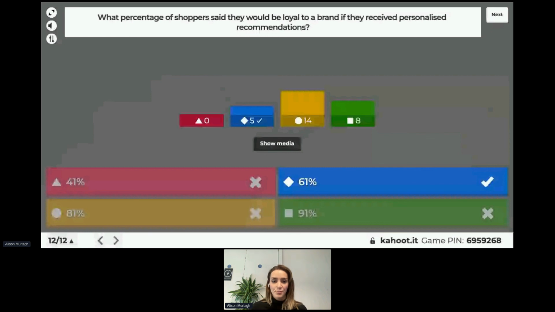A lot of people thought it was going to be 81%. It is actually 61%. 61% of shoppers said they would be loyal to a brand if they received personalized recommendations. So personalization is becoming more and more of an expectation with shoppers, and taking the time to send personalized product recommendations can have a really positive impact on brand perception. So well done, everybody. Let's take a look and see the scores and see who has finished as today's winner.